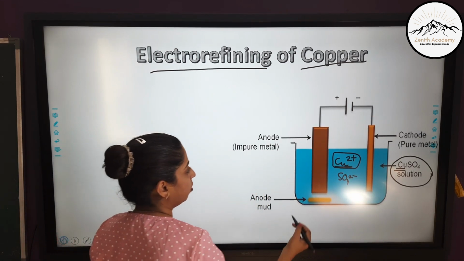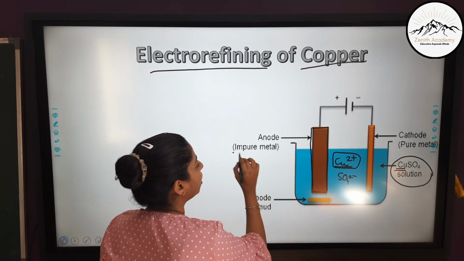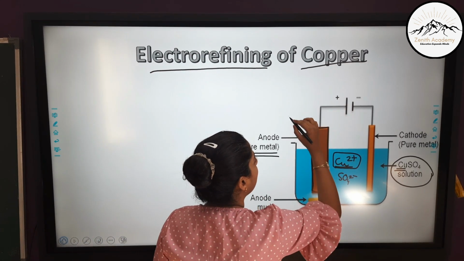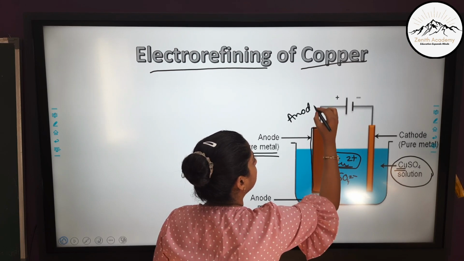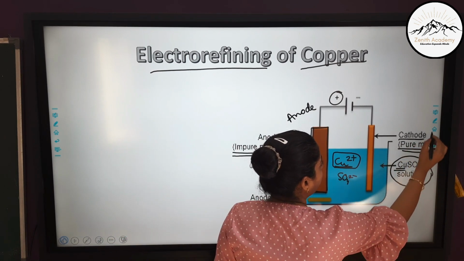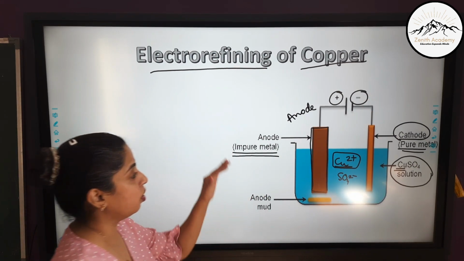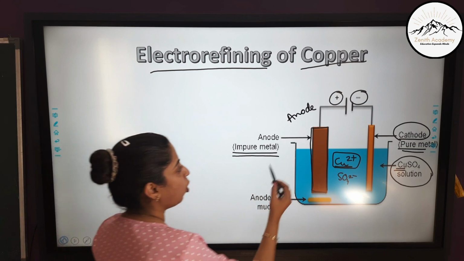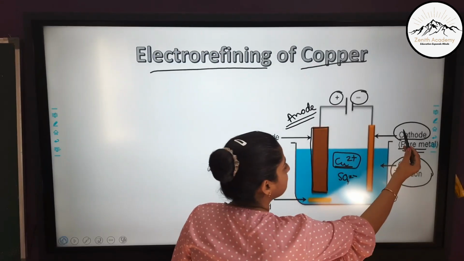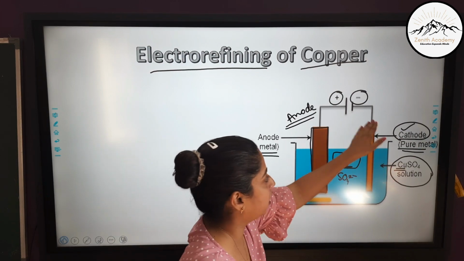Now we want to purify this metal rod. This is a thick rod of impure metal which we want to purify. This impure metal is kept at the anode. It is connected to the positive terminal of the battery, and pure metal is made the cathode, connected to the negative terminal of the battery. So remember these things very well. Impure metal which we want to purify is kept at the anode, and pure metal is kept as the cathode. A very thin film of pure metal is taken.